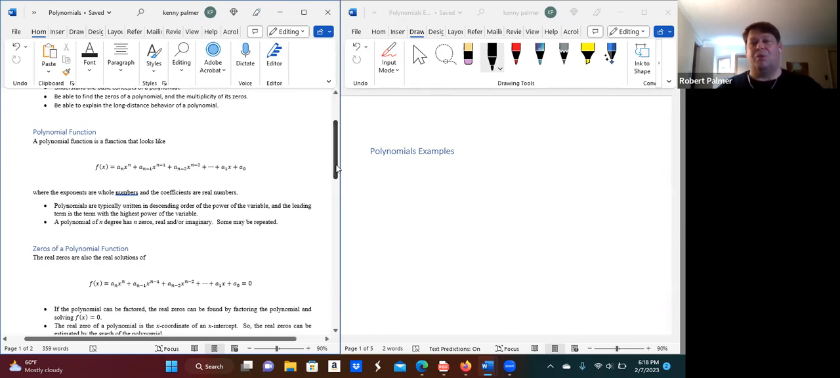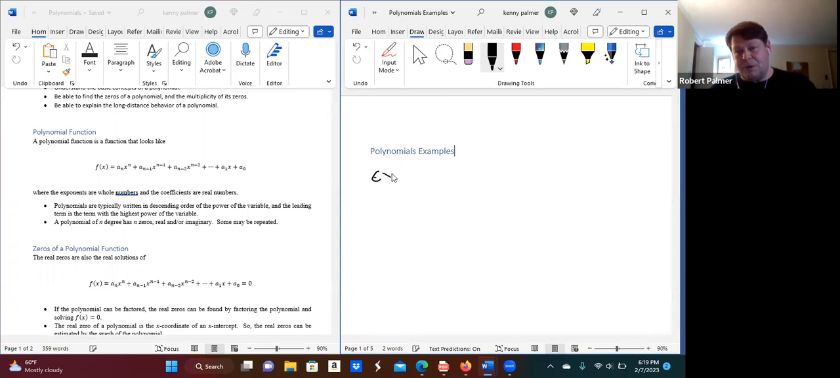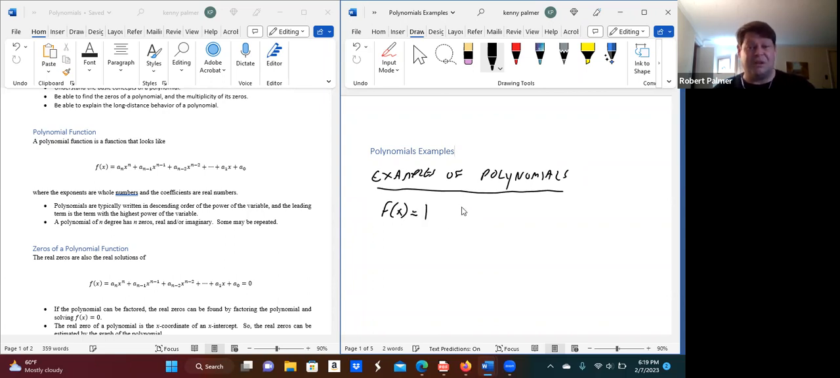So let's do that on the right. Let's just look at some examples of polynomials. Technically, just a constant is actually a polynomial. A constant like that would have a degree of 0, because there's no power of x.